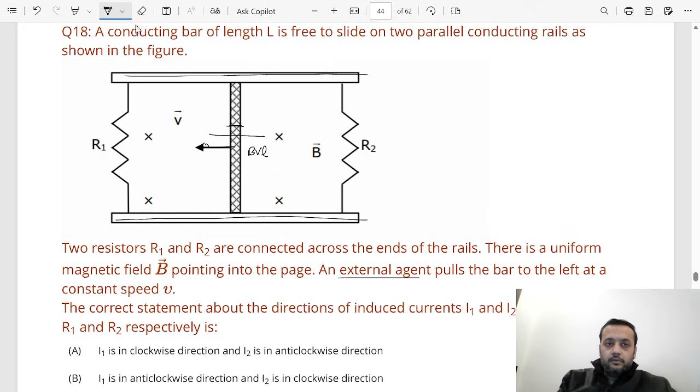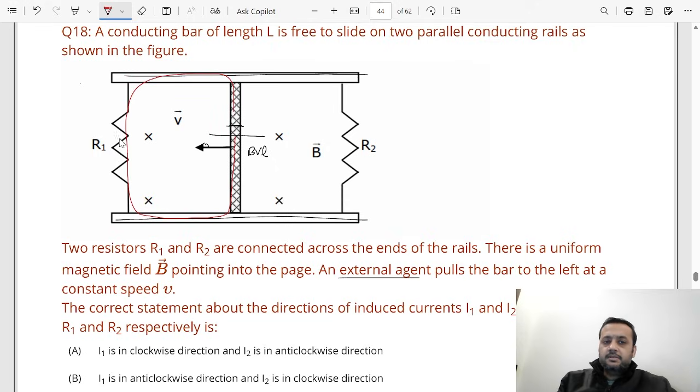So that means if you look at this resistor R1, here the current will be flowing like this, because current always goes from the higher potential to the lower potential in a resistor. So we can say that in this the current will flow like this.